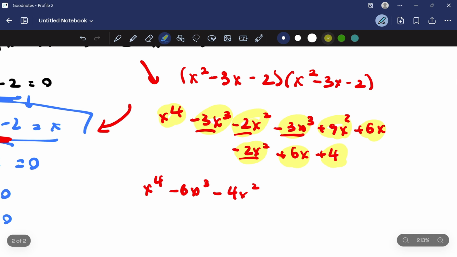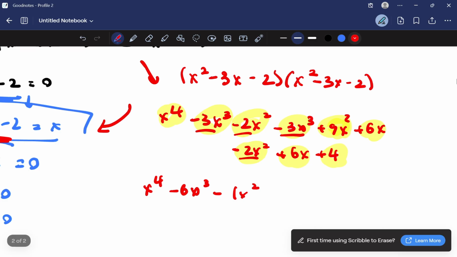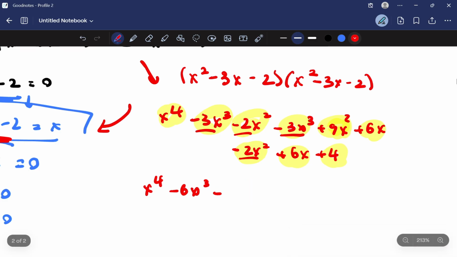Okay, so from this term you get x fourth minus 6x cubed minus 4x squared plus the 9x squared that we had, which creates plus 5x squared, plus 12x plus 4. So that is this.